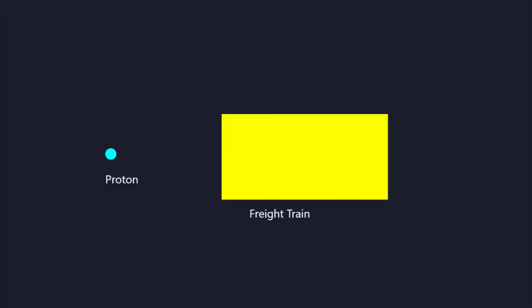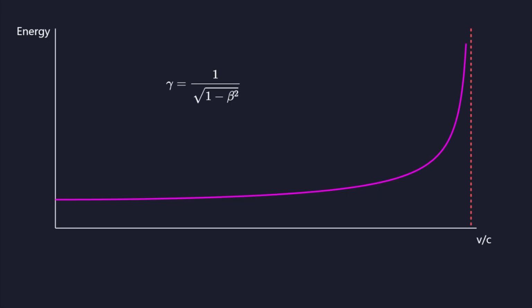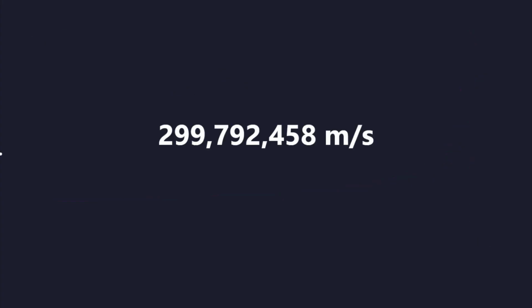Accelerating a single subatomic particle to 99.999999% of light speed requires more energy than a freight train in motion. This barrier is a geometric property of spacetime defined by a vertical asymptote.